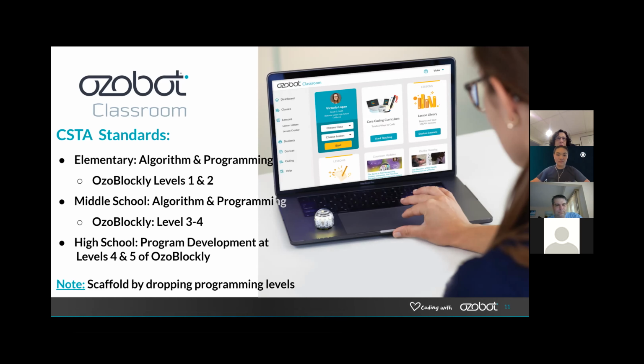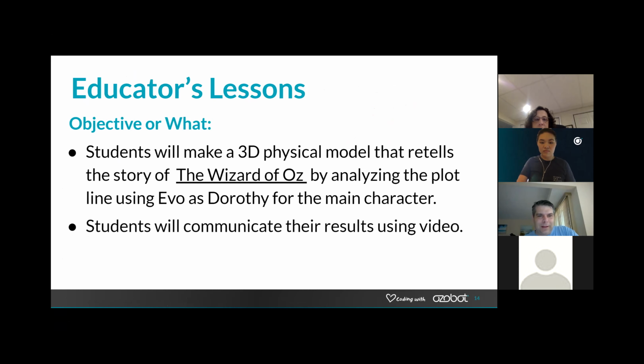So basically we had the objective, or the what. Students will make a 3D physical model that retells the story of The Wizard of Oz by analyzing the plot line, using Evo as Dorothy, the main character. And students will communicate their results using a video at the end when everything is done.